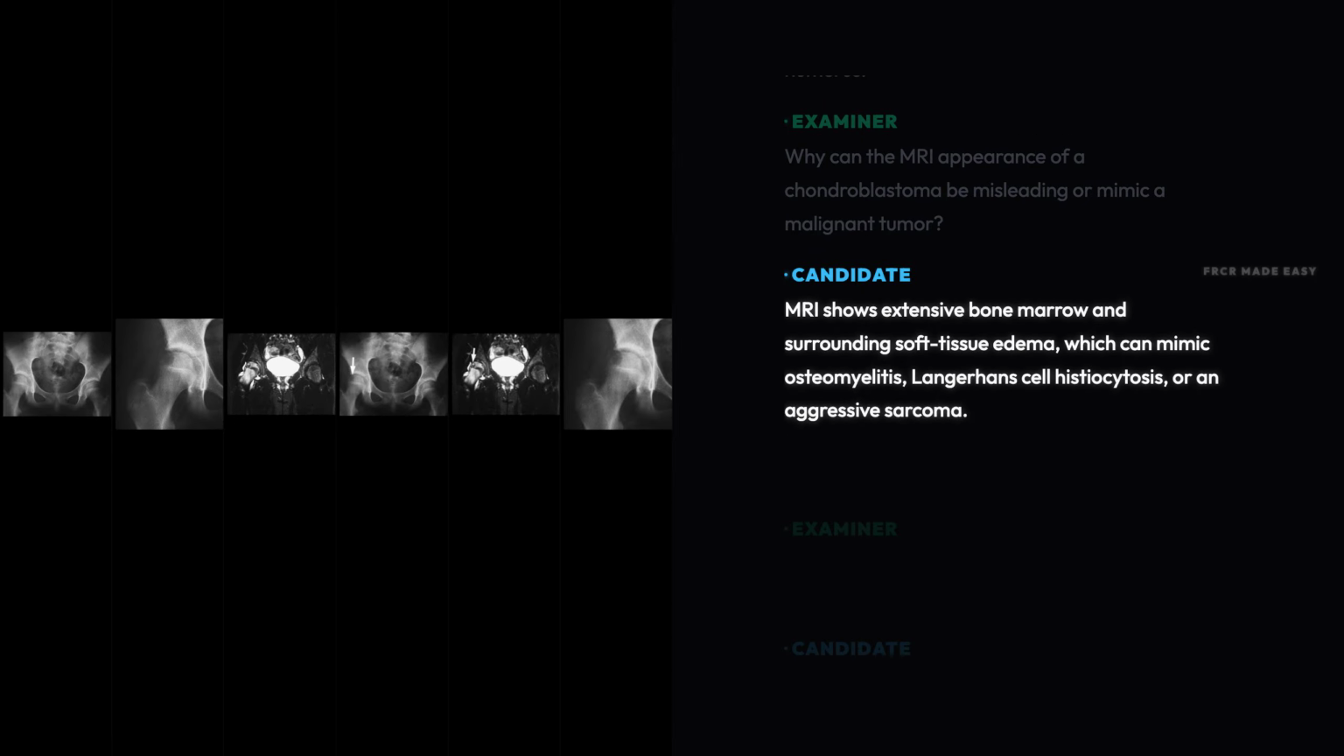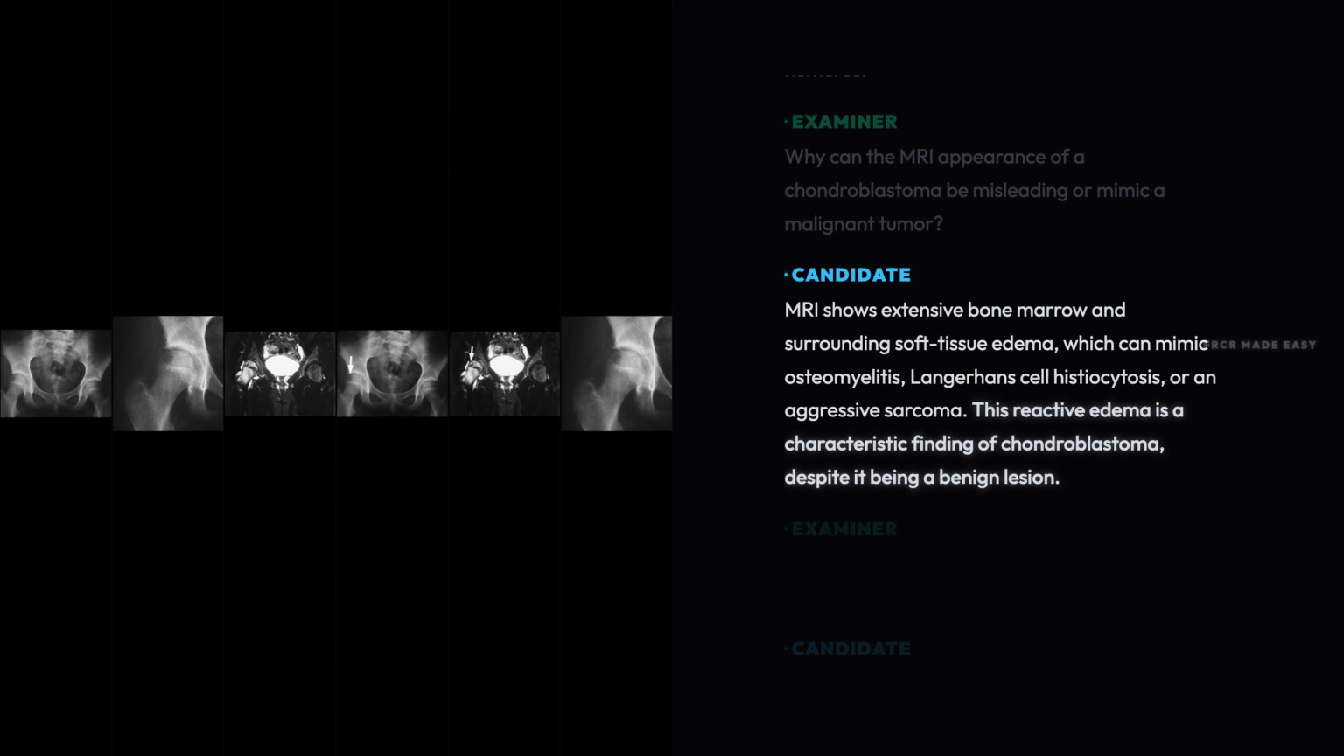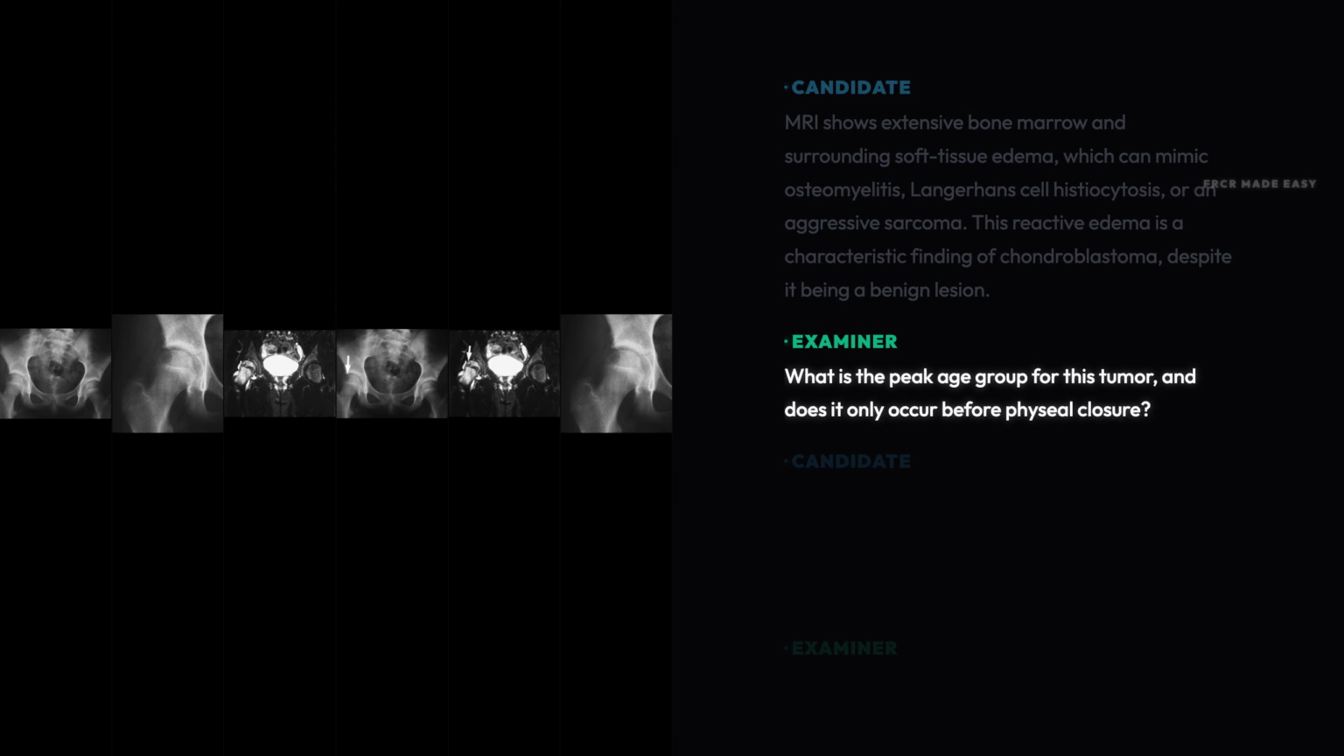Magnetic resonance imaging shows extensive bone marrow and surrounding soft tissue edema, which can mimic osteomyelitis, Langerhans cell histiocytosis, or an aggressive sarcoma. This reactive edema is a characteristic finding of chondroblastoma, despite it being a benign lesion. What is the peak age group for this tumor, and does it only occur before physeal closure?